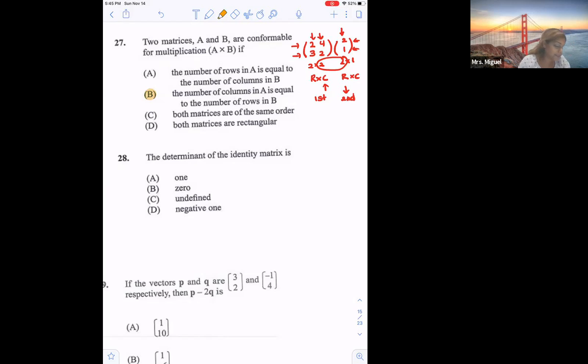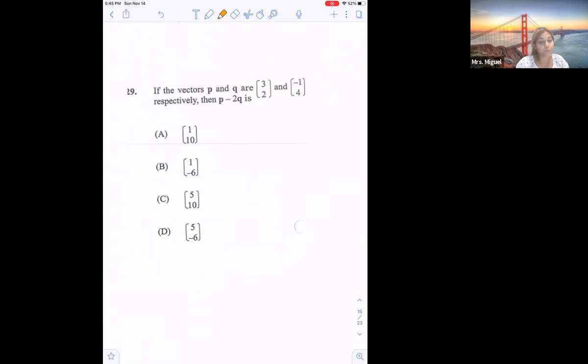The determinant of the identity matrix is 1. I just showed you all that. And look at it. Number 29. So this is a pattern for CXC, right?